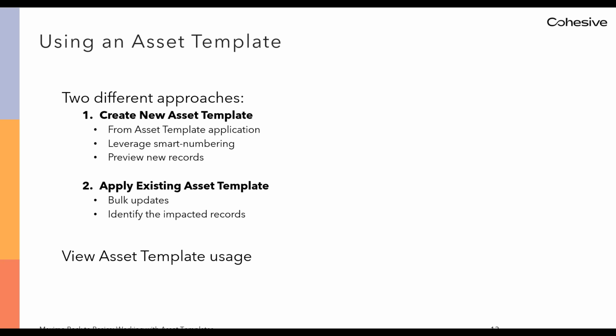Once you've used the asset template to generate new records or update your existing ones, you can also look at the view asset template usage option. So I'll show you this when we get into our demo. It's on our sidebar navigation under the More Actions menu. This is going to show you where this template has been applied. It's the easiest way to see which asset records have been touched by this template.